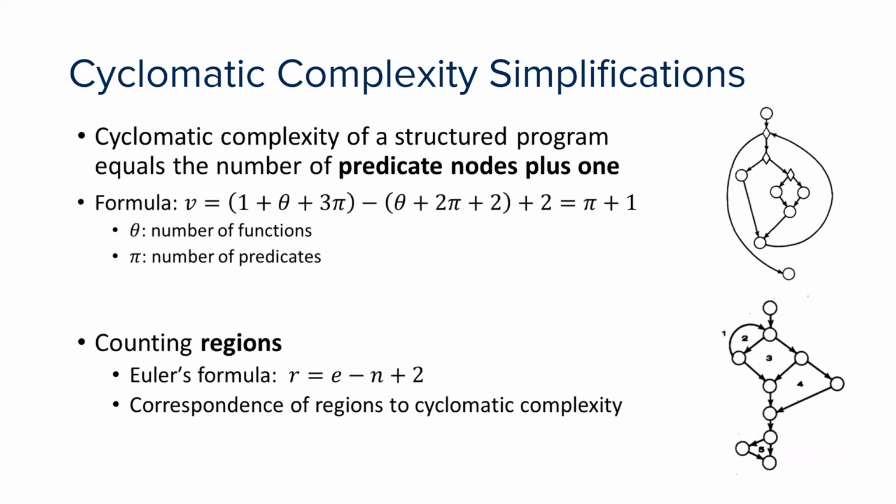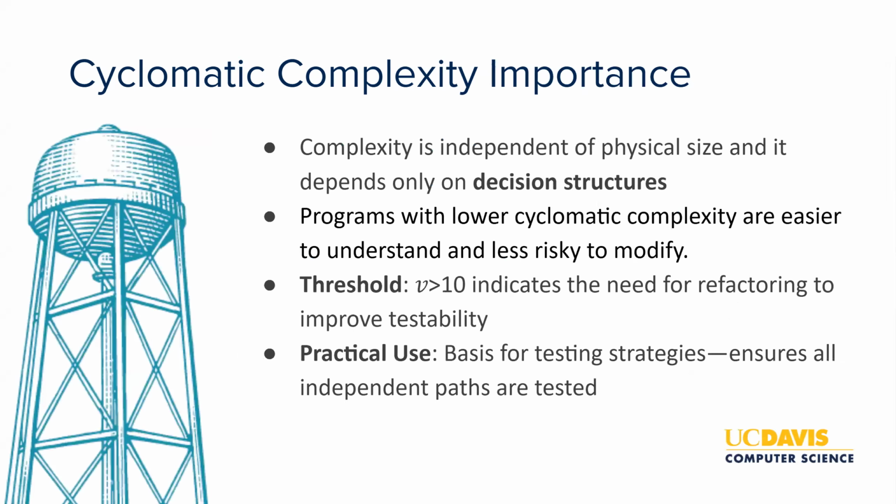Since the calculation can be quite tedious, there are two ways of simplification. The first method simplifies V to pi plus 1, which means that the cyclomatic complexity of a structured program is simply the number of predicate nodes plus 1. The second method uses Euler's formula: since the number of regions in the connected plane graph is E minus N plus 2, we can simply do the calculation by counting the regions.